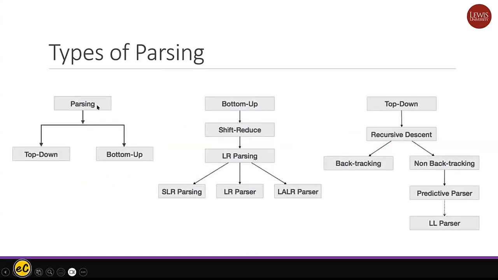For the types of parsing, you have bottom-up and top-down parsers. Here are different types of bottom-up parsers. Here are different types of top-down parsers. And the top-down parsers are prediction and backtrack types.